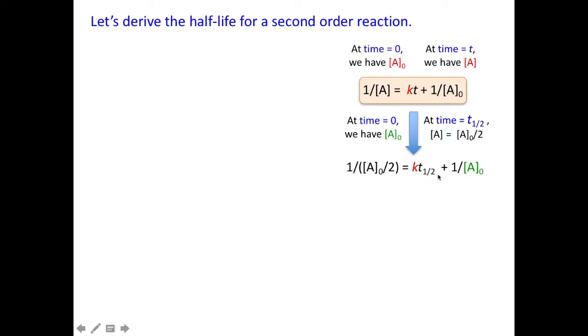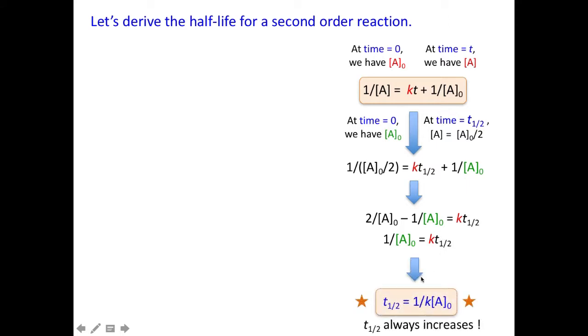Now again we isolate T half, but first let's add 1 divided by the initial concentration of A to the left side, just to solve this expression, and we get this here. And now we can just isolate T half. So T half is going to be 1 divided by K multiplied by the initial concentration of A.